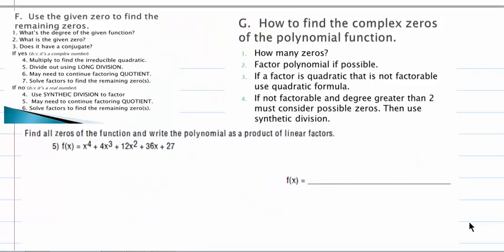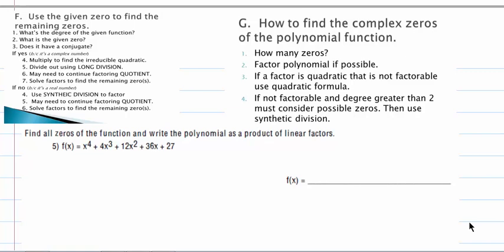All right, let's talk about writing polynomials as products of linear factors. In some of these equations, you're going to be given one zero. If you're given one zero, then you can use synthetic division. The examples that I'm going to do are ones where no zero is given to me.